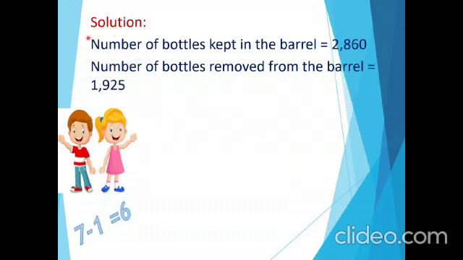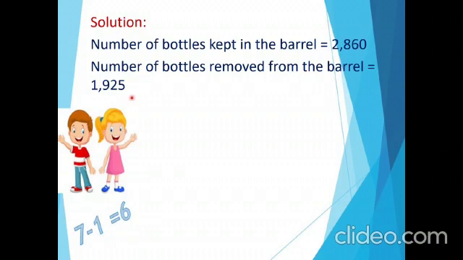Solution. Children, here I have noted down two pieces of information which are needed to solve the problem. The first statement: number of bottles kept in the barrel equals 2,860. Next, number of bottles removed from the barrel equals 1,925. We have done up to the second step. Third step is we have to decide which operation needs to be done in this problem.